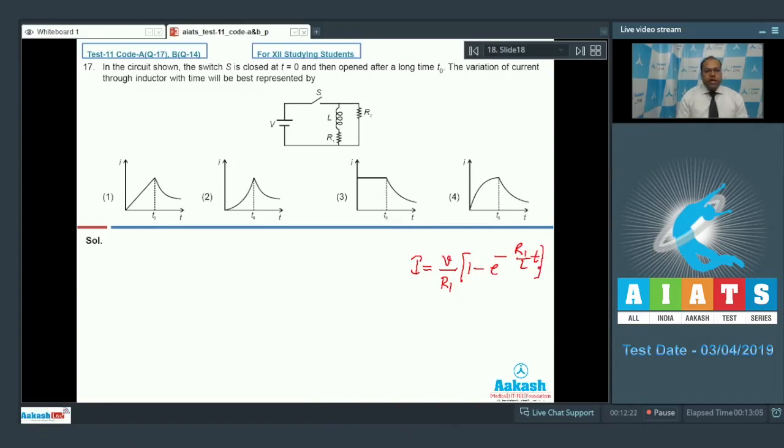And after time t naught, when the switch is open, there is a decay of current, and the decay of current value can be written as V by R1 into e raised to the power minus R1 by L into t. So we can see that option 4 is the correct answer. Let's move to question number 18.